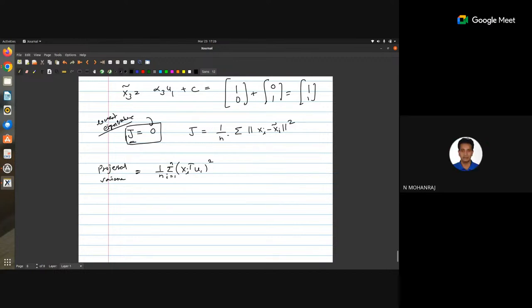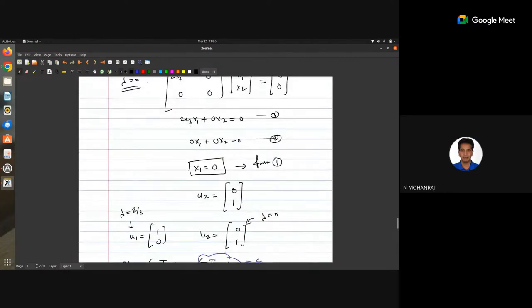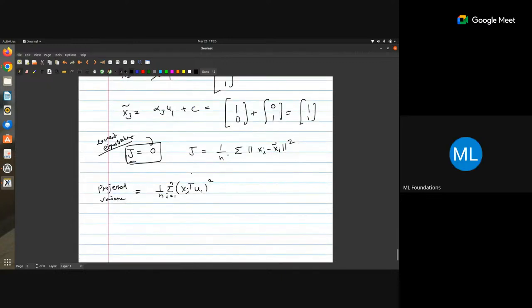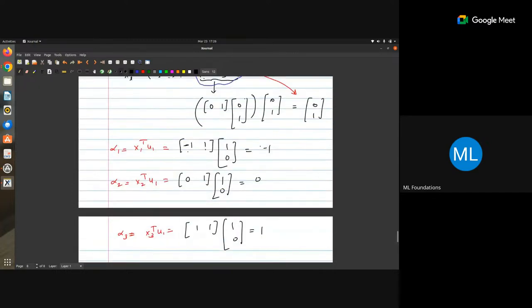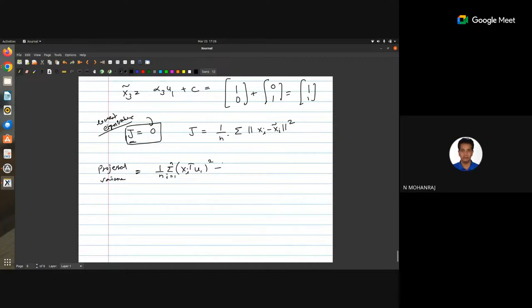Sir, you put minus also, no? There is a minus x bar transpose u. Where? Inside the bracket, in projected variance. It is there in the lecture. Okay, so this formula is where I assume that x bar is zero. But here we don't have x bar equal to zero, so x bar transpose u is not equal to zero, right? What is the formula then? It is xi minus x bar transpose u, then whole square. U only is given.